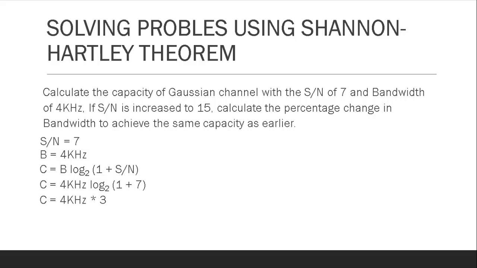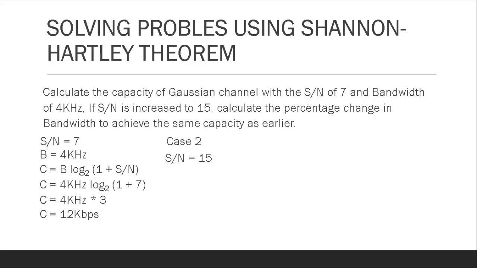That's why we substitute the log base 2 of 8 to 3. We will multiply the 4 kHz to 3 to come up with the channel capacity of 12 kilobits per second.